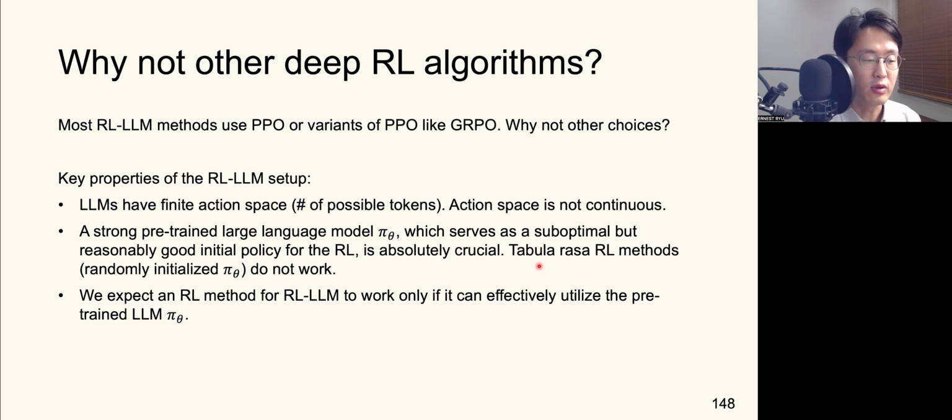So if you collect a bunch of math problems, you just randomly initialize a transformer and have the transformer solve these math problems without doing any language model pre-training, this will never, ever, ever work. So we expect a reinforcement learning method for RL-LLM to work only if it can effectively utilize the pre-trained large language model.